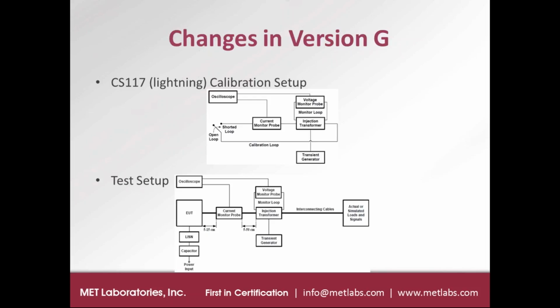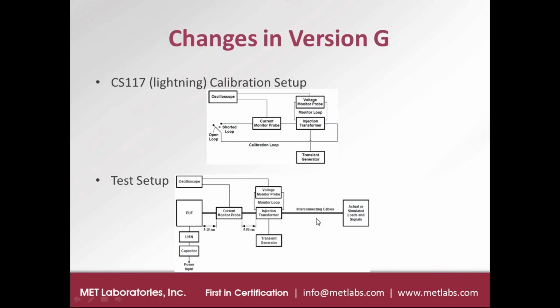So the next slide just shows a few of the setup diagrams from the standard. You can see that for the calibration setup, the transient generator feeds into the injection transformer, and then a calibration loop is placed through that injection transformer for monitoring current with an oscilloscope, and a voltage probe is also connected to the oscilloscope to take the voltage measurement on the output of the injection transformer.